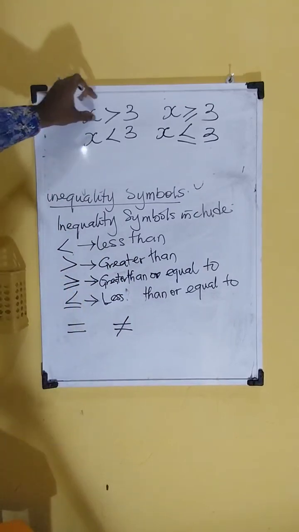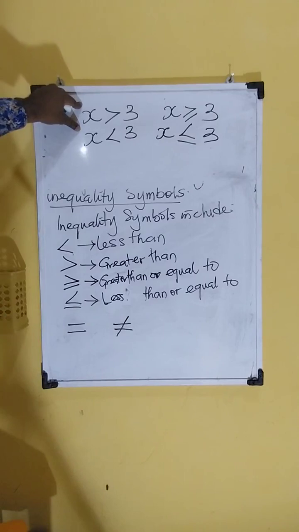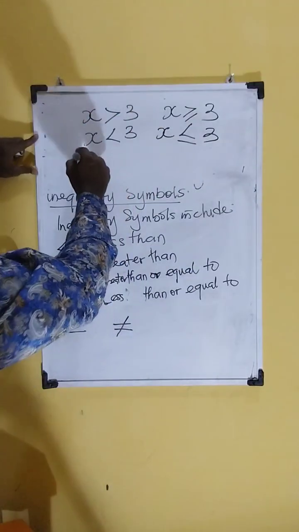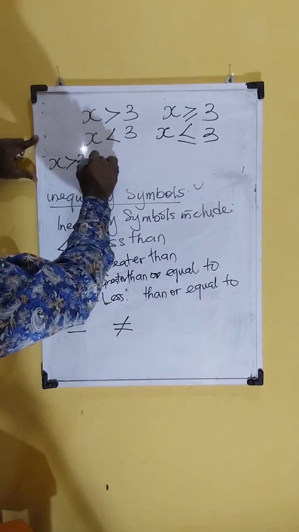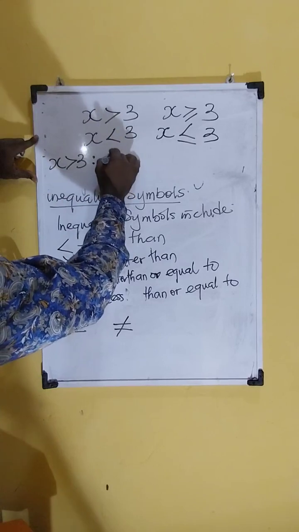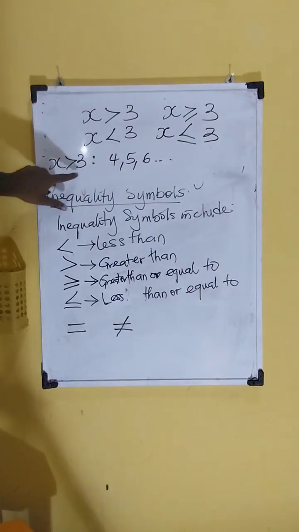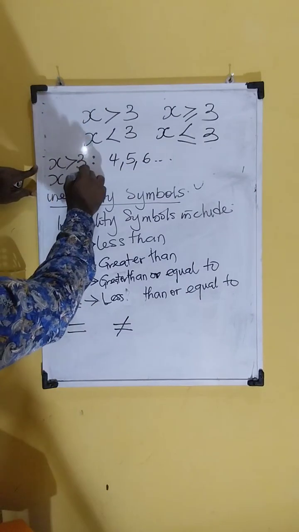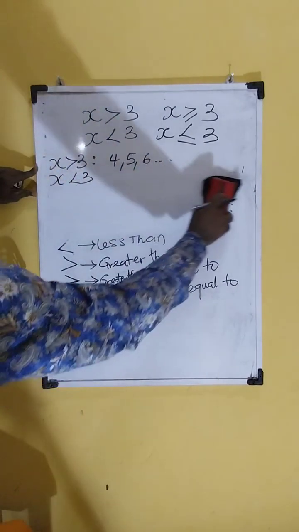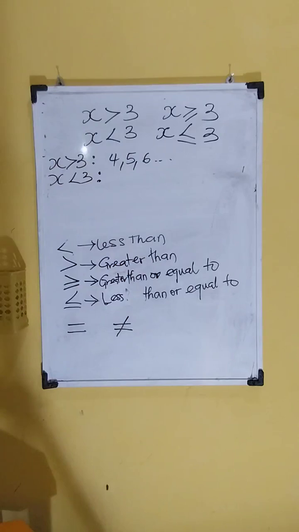So when we say x is greater than 3, that means any number that x represents must be greater than 3. So x could be either 4, 5, 6, and so on and so forth. That is greater than what? 3. So if we say that x is less than 3, that means any number that is below 3, backwards, is what?